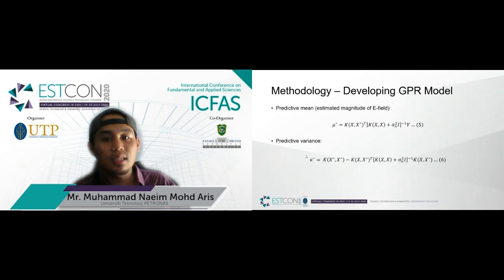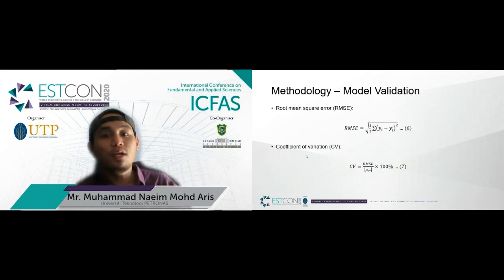So these are the basis of the GPR model. We have the predictive mean in equation 5 and the predictive variance in equation 6. The predictive mean is the estimated magnitude of the E field, which is the magnitude of the E field at the X star. And the predictive variance is the variance along all the predictions made by the GPR model. For the model validation, we use RMSE, root mean square error, and coefficient of variation, CV, between the computer simulation output and the estimates made by the GPR model.